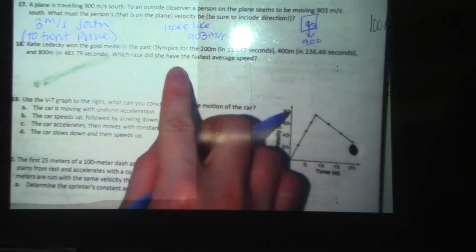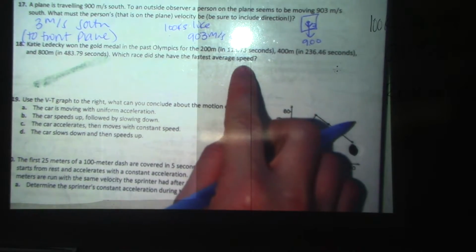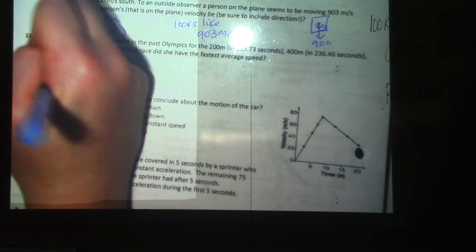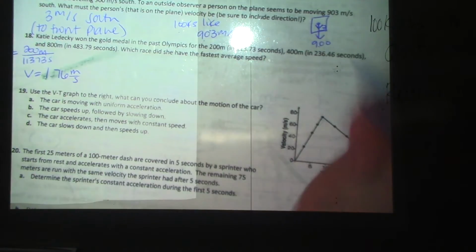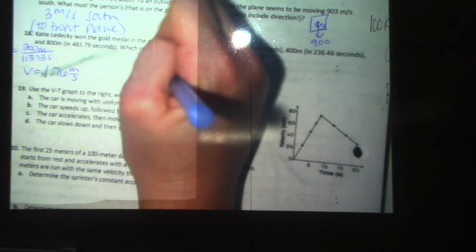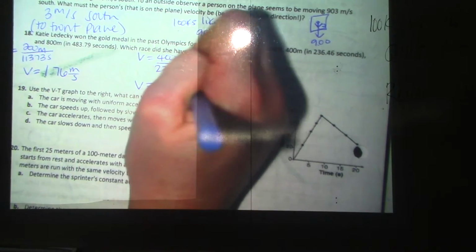We've got a bunch of races with distances and times, and I want to find the fastest average speed. So let's actually calculate the average speed. That would be v equals d over t. 200 meters in 113.73 seconds. Now I just divide, that's 1.76. The next race would be 400 meters in 236.46 seconds. That's going to be a speed of 1.69.